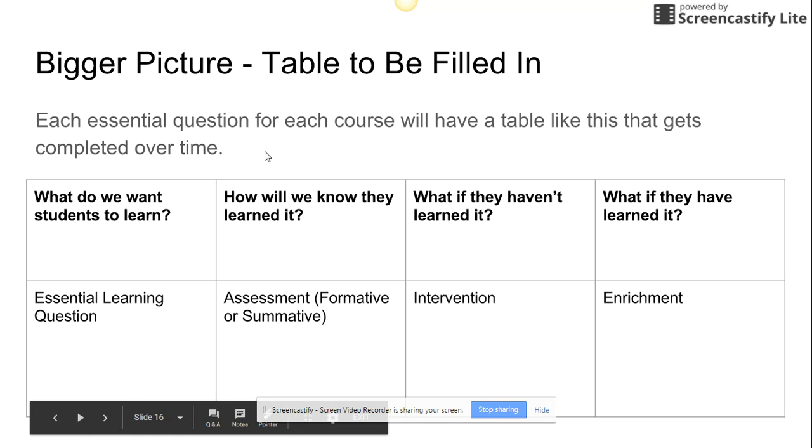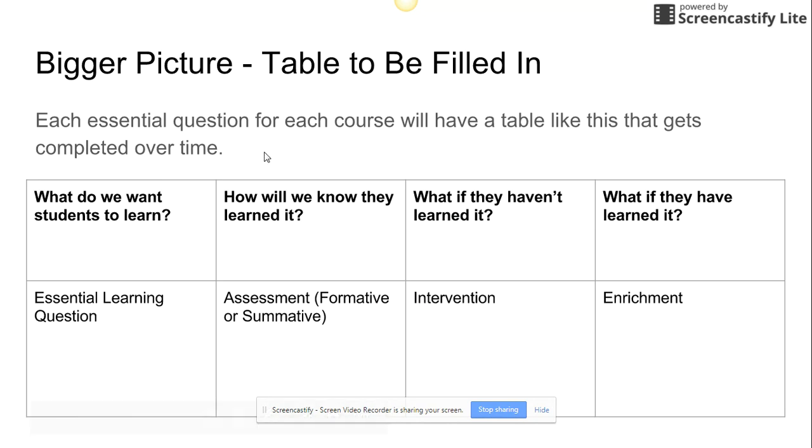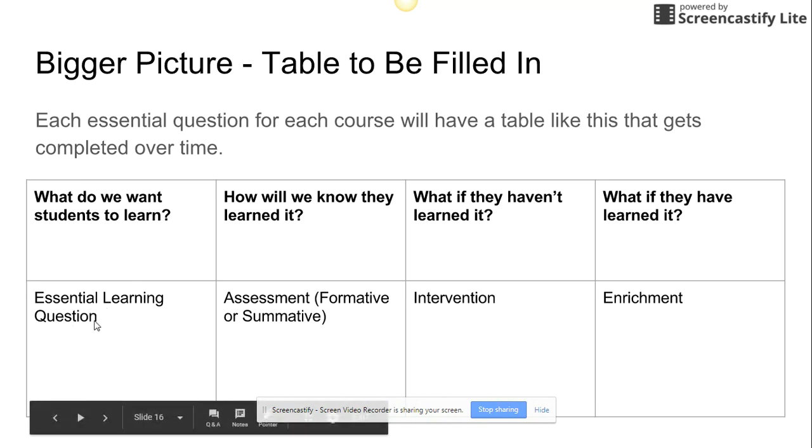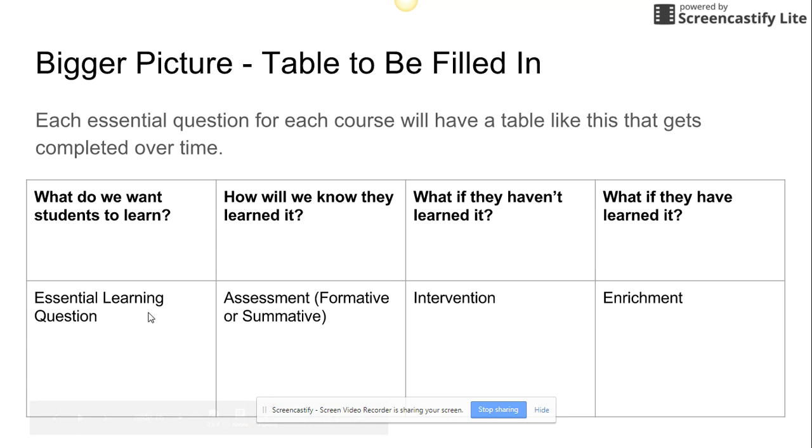But here's the deal. As we're working on our essential learning targets, there's going to be a template for your course, and you're going to fill in a table for each essential learning target. So what do I want students to learn? You're going to state your essential learning target in this box. Then you're going to evaluate. How will I know that they've learned it? So what assessments will I be doing related to that?